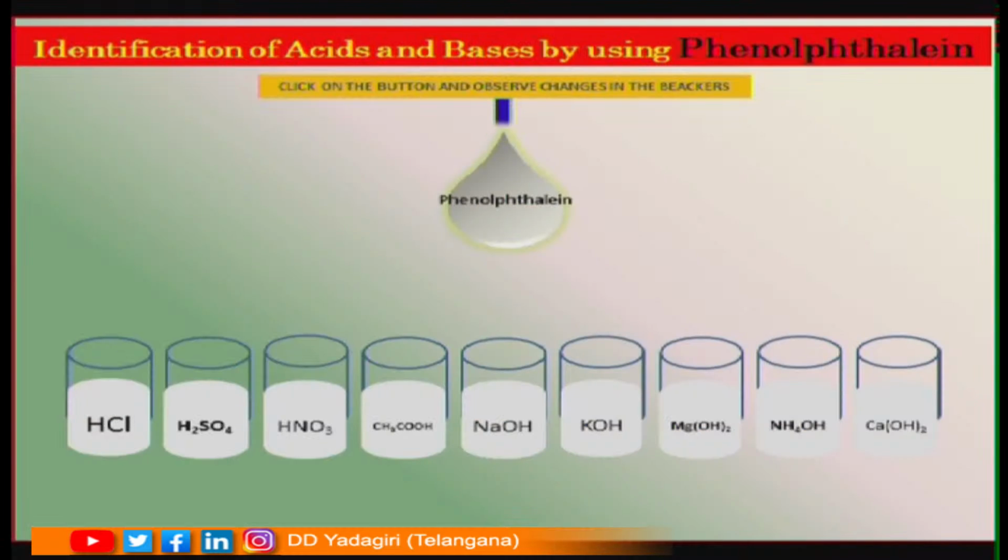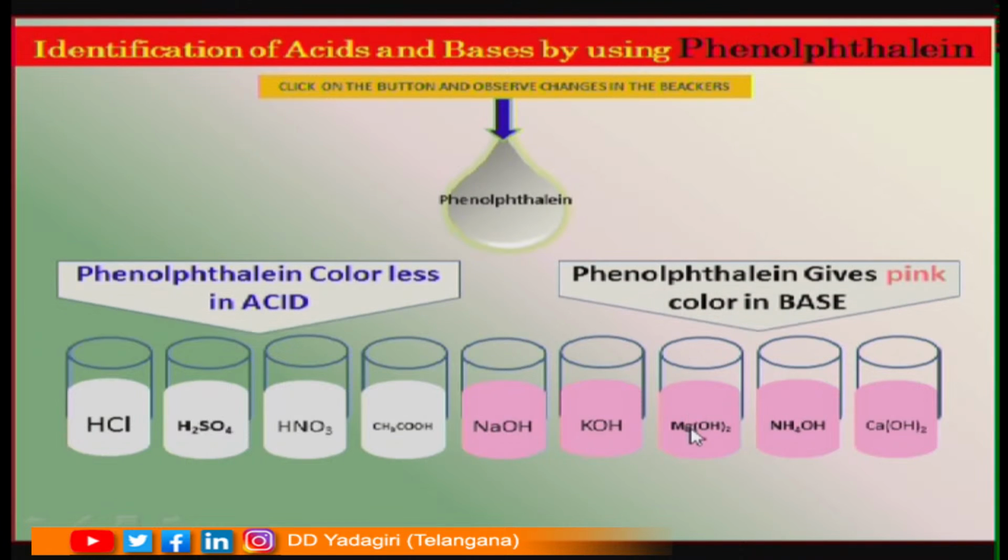Next, we add phenolphthalein indicator to all these beakers containing the acid and basic solutions. Let us see what happens. For acids there is no change, for bases the pink color appears. That means it is the characteristic property of bases with phenolphthalein indicator. Now, by this we can conclude the indicator tests for acids and bases.